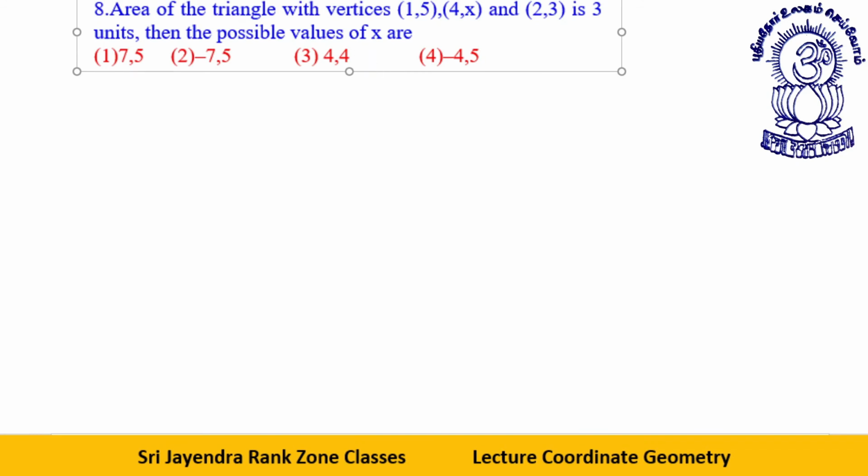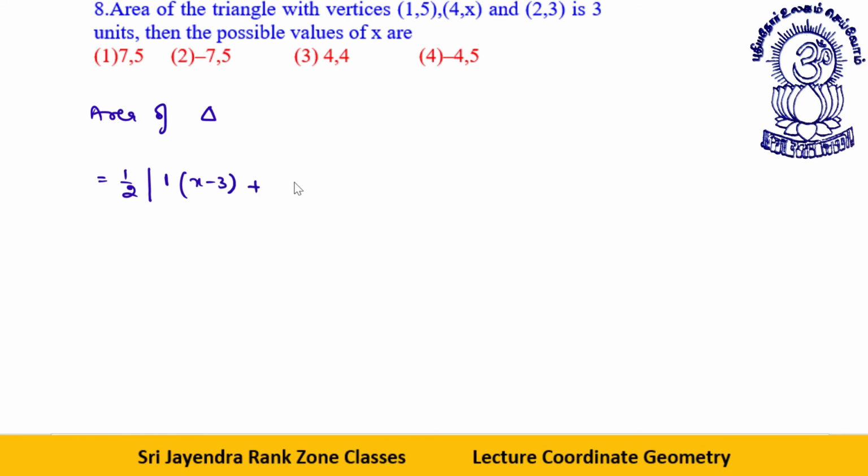Area of a triangle with vertices is 3. Then the possible values of x are directly. What is the area of triangle formula? The formula is half x1. x1 is 1. Then y2 minus y3, x minus 3, plus x2. What is x2? x2 is 4. Okay. Then y3 minus y1, plus x3, that is 2, y1 minus y2. This is given to you as 3.